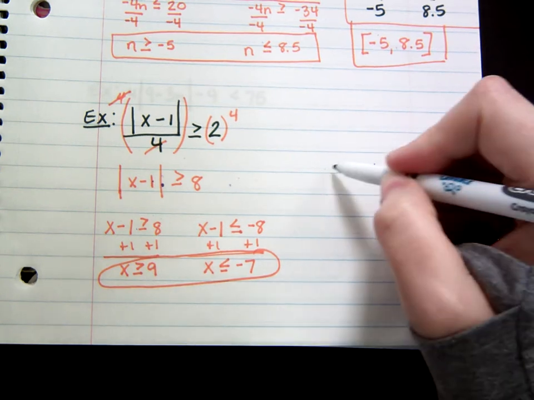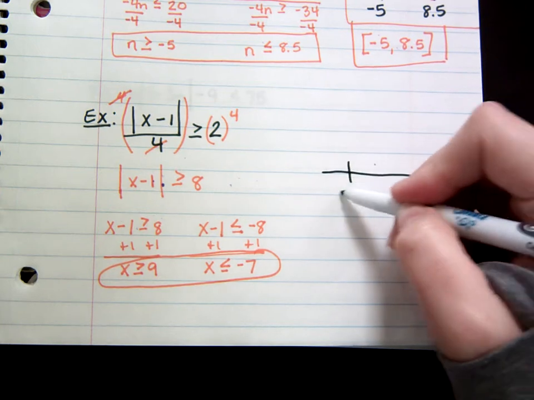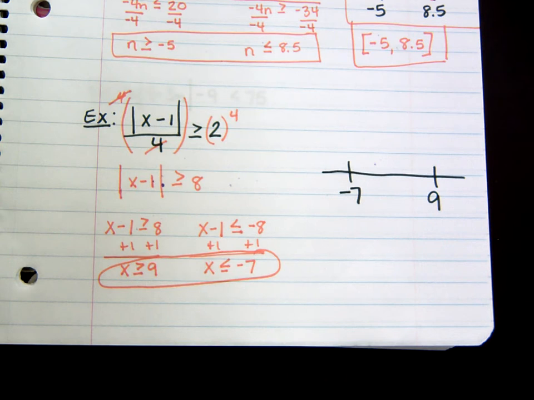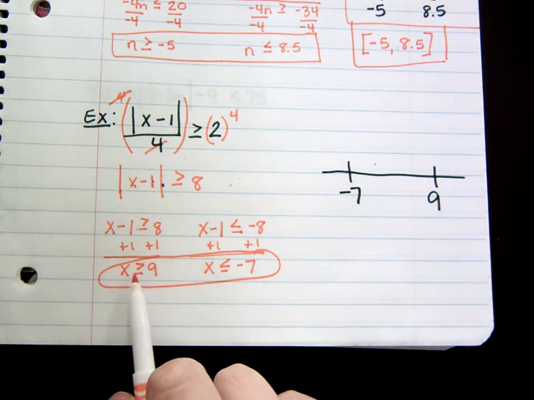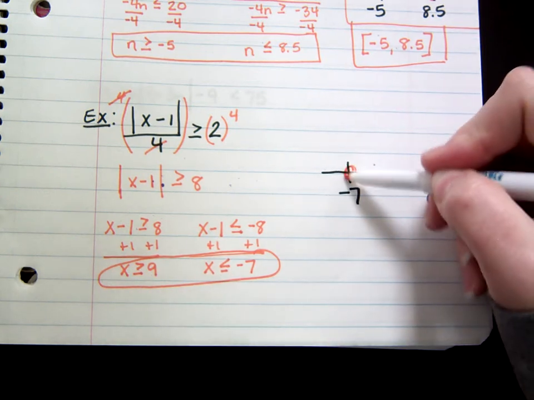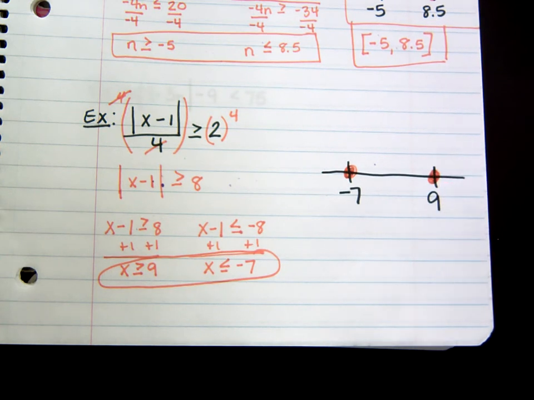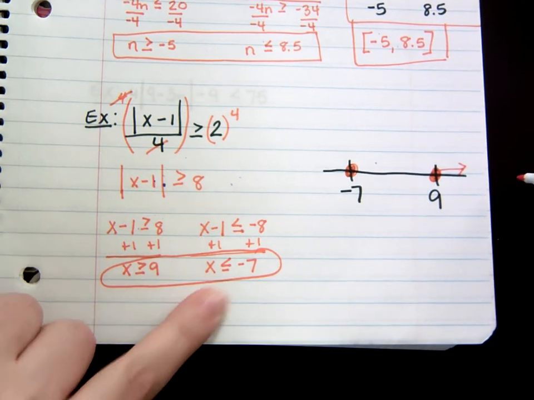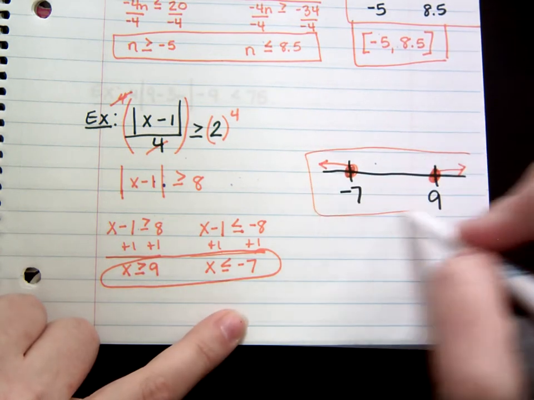Now, on my number line, again, I'm just going to put my 2 numbers. I'm not going to fill in everything in between. But this one, just like the previous one, is going to have closed dots at these locations because it's or equal to. So a closed dot at -7, and 9. Greater than or equal to 9 means that one goes to the right. Less than or equal to -7 means that one goes to the left. There's my number line.